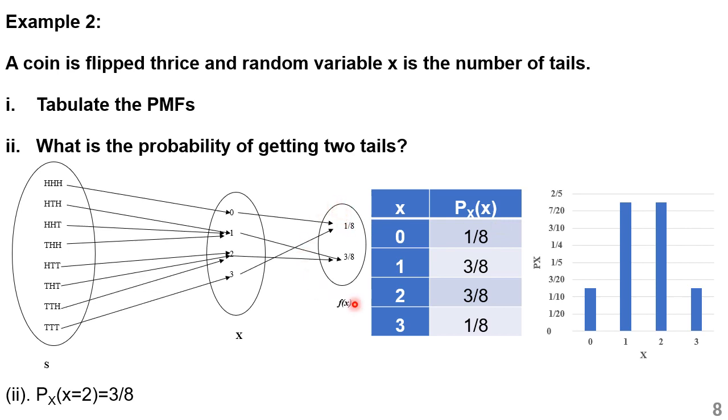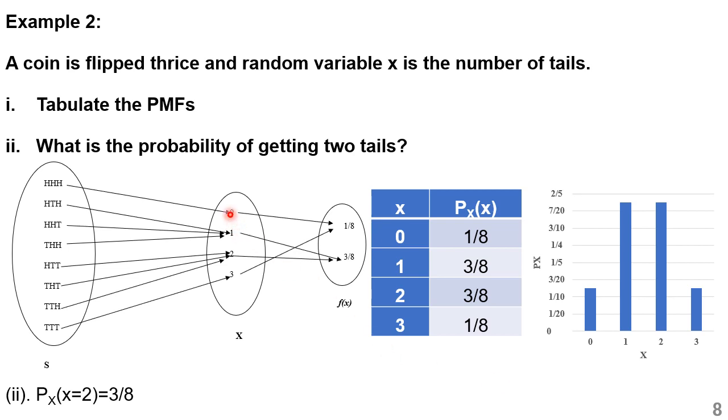We need to calculate the probability f of x. If you observe here, for 0 it is mapped only once, so the probability is 1 by 8. For 1 tail, it is mapped 3 times, so it is 3 by 8. For 2 tails, it is mapped 3 times, so 3 by 8. Then for all tails, since only one outcome is mapped, it is 1 by 8. So these are the probability values. When we sum up these probability values, we get 1.